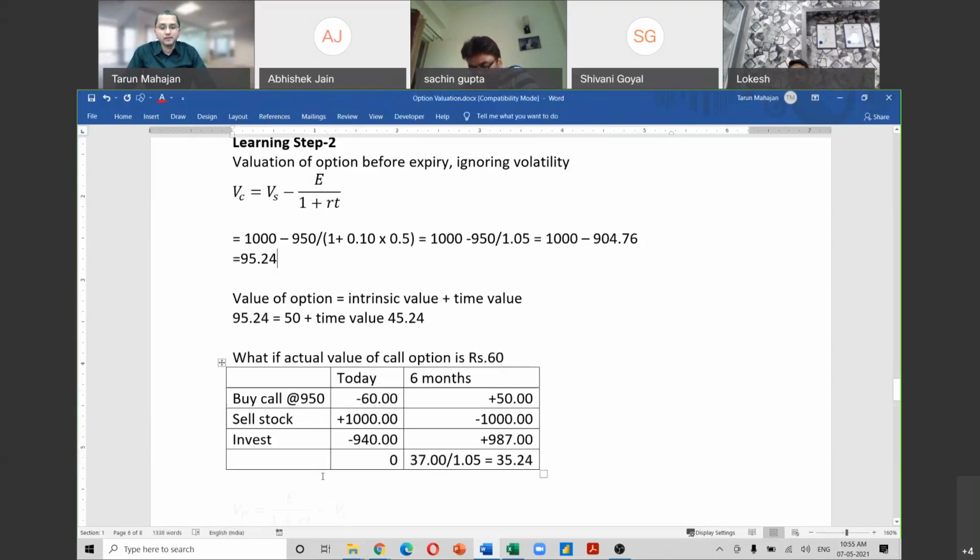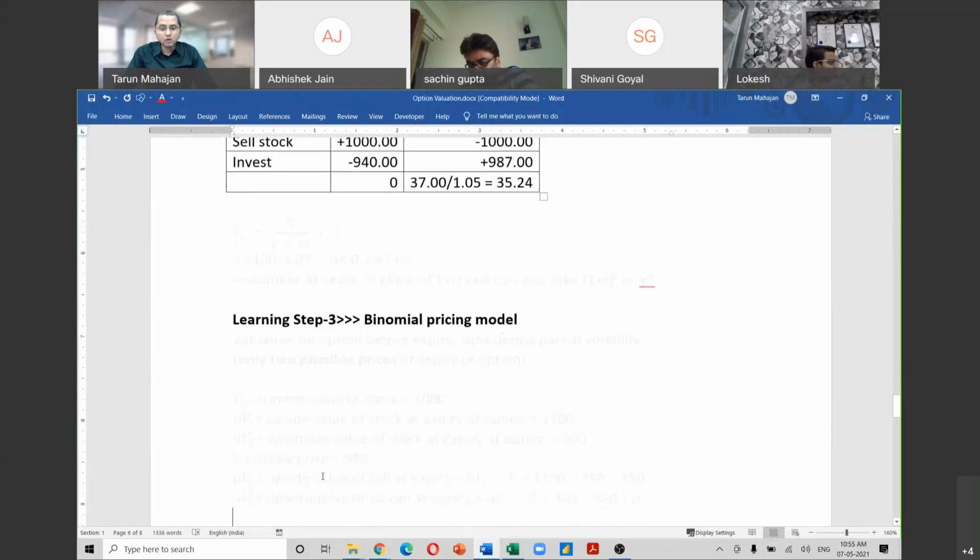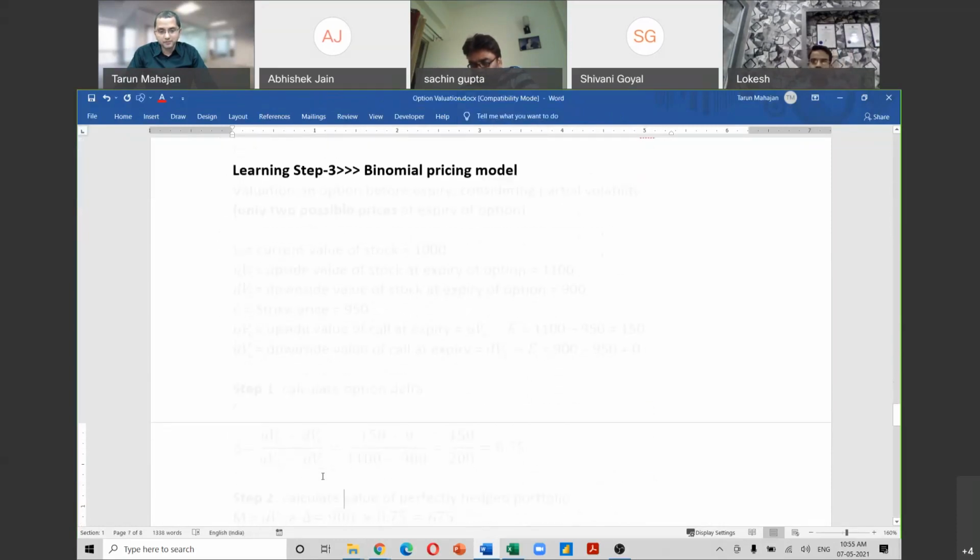Moral of the story, this formula is perfect. If the market disregards this formula, the market will be in disequilibrium and there will be an arbitrage opportunity, and arbitrageurs will soon convert it into equilibrium. So this formula is perfect. Now, learning step number 3.